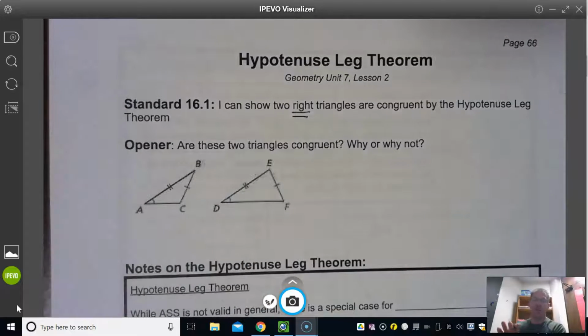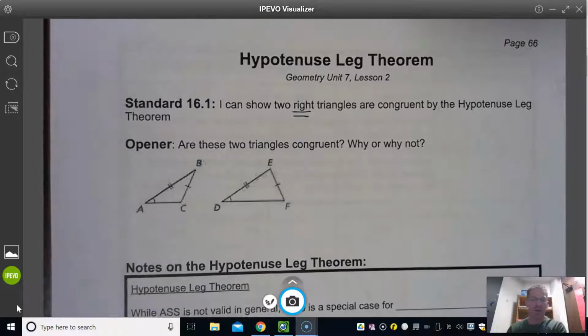All right, so we have our four shortcuts that we talked about in our previous lesson that work for all triangles. But this is something that works special for right triangles. So go ahead and do the opener. Pause the video, do that, flip it back on, and we'll see how you do.